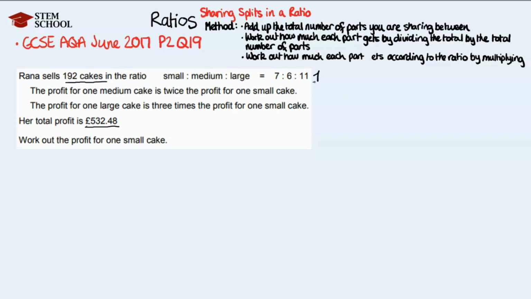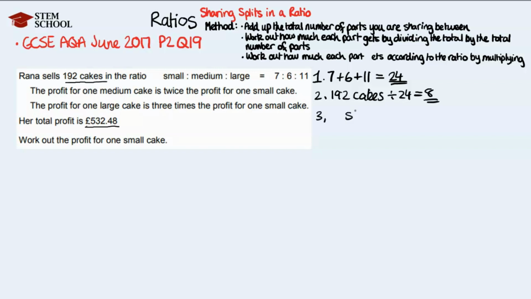Okay, so we're going to use a similar method to the one we looked at in the part 1 video, which is sharing splits in a ratio. So the first step is to add up the different numbers in the ratio. So what you're doing is you're adding the total number of parts you're sharing between. So 7 plus 6 plus 11 is equal to 24. Okay, then the second step is to divide the total number, which in this case will be the 192 cakes, by the total number of parts you're sharing between, which is the 24. And when you calculate that, you'll get 8.